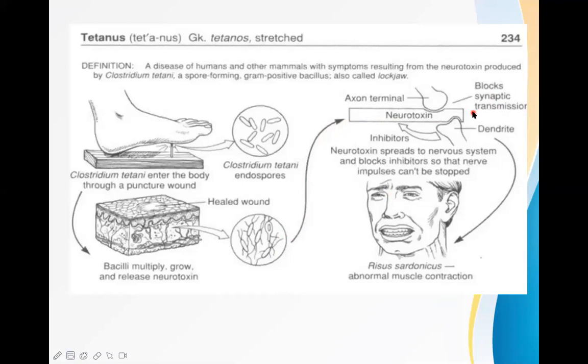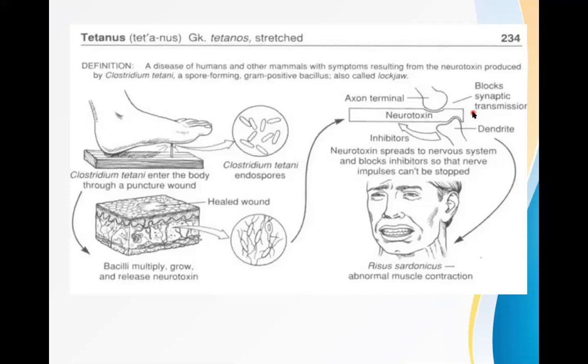Now when it reaches the central nervous system, it will block the release of inhibitory neurotransmitters like glycine and GABA. If those inhibitory neurotransmitters are blocked, then we only have excitatory neurotransmitter, and that excitatory neurotransmitter will only cause excitation of the muscle, and that is contraction of the muscle. So this is the main mechanism of muscle contraction in case of tetanus.